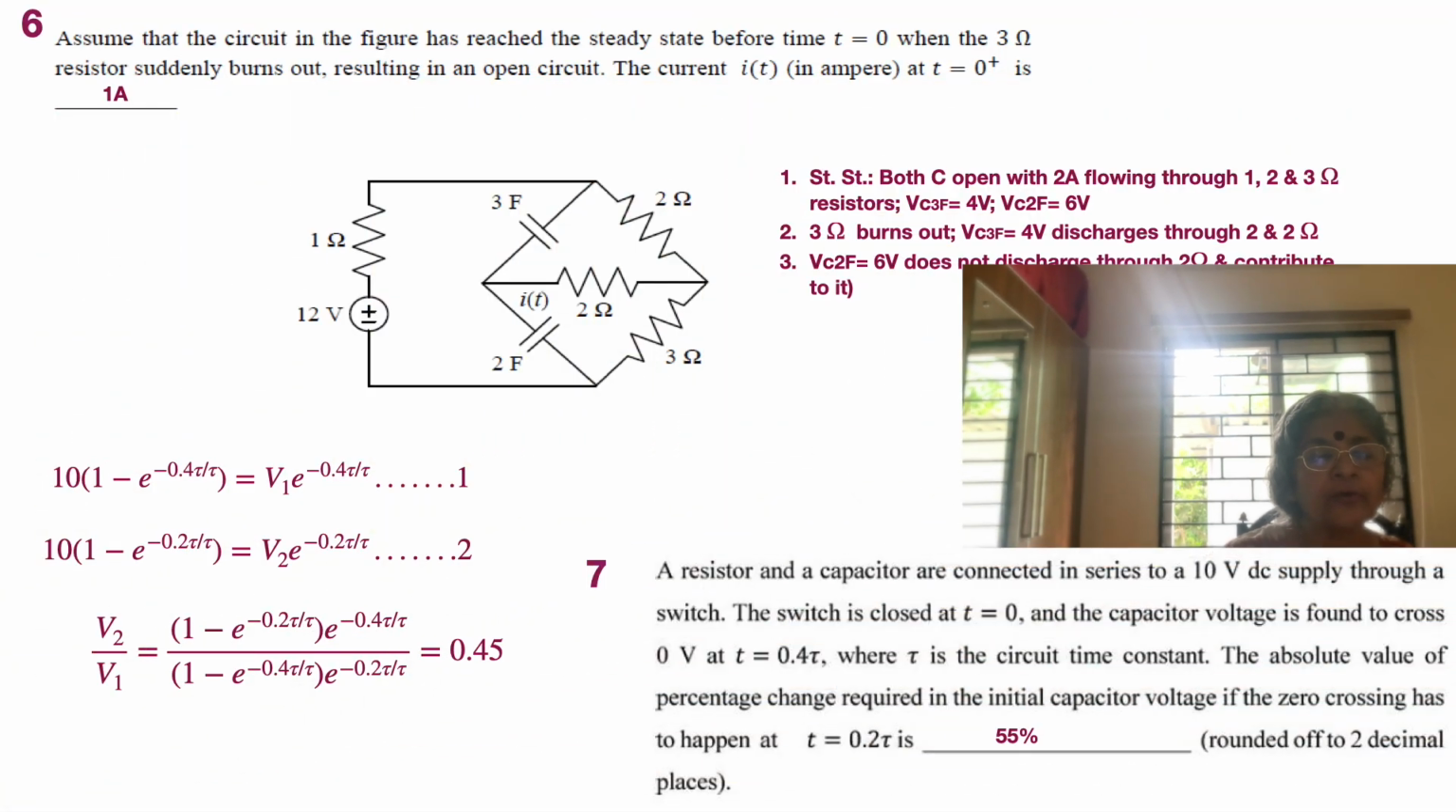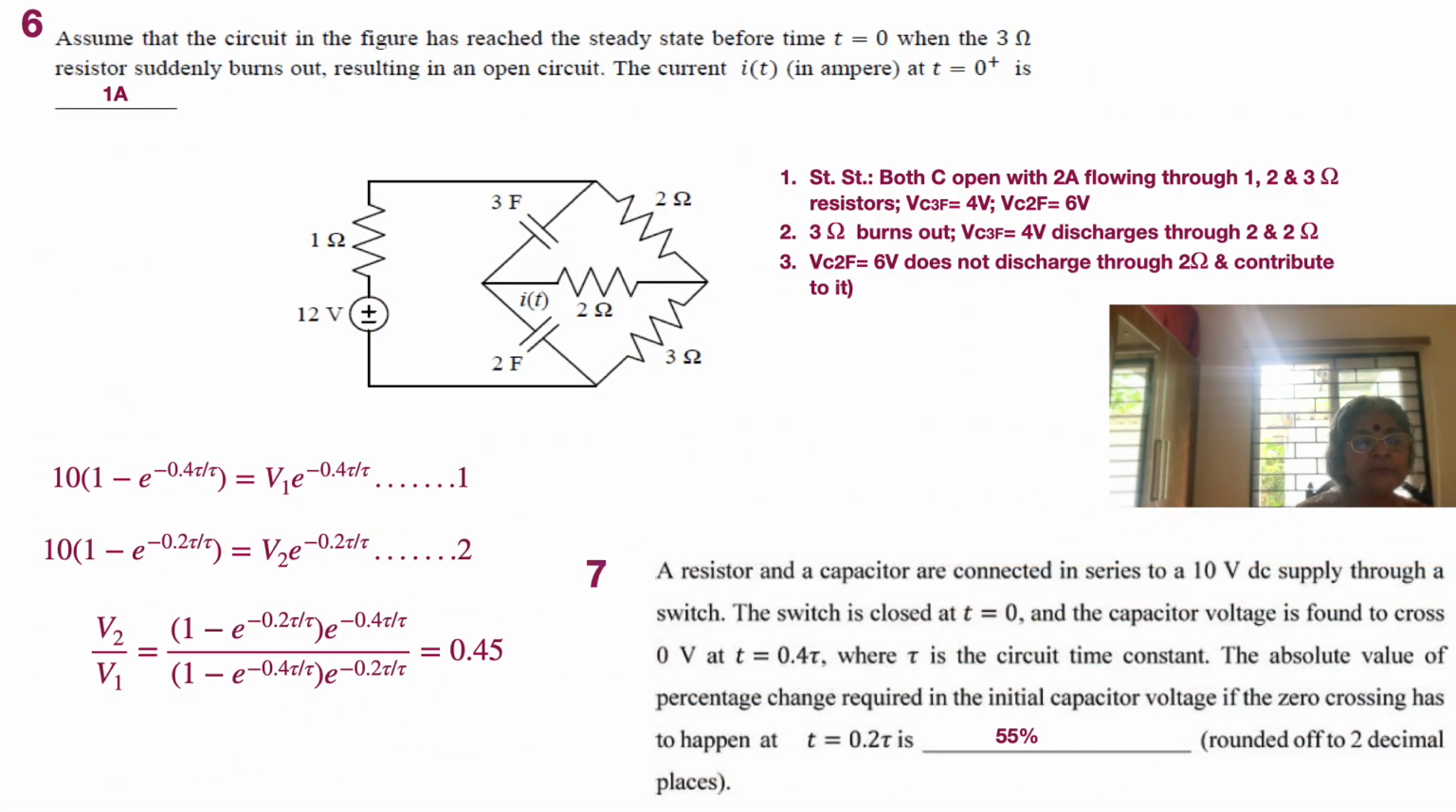Assume that the circuit. Okay, so again what do we have here? A 12 volt source, a 1 ohm resistor, then 3 farad and 2 farad capacitors, then a 2 ohm resistor in the center through which current IT is flowing, and then 2 ohms and 3 ohms. Okay, so there is an initial steady state wherein the capacitors have opened out, so IT becomes equal to 0. Why? Because the capacitors have opened out, so IT does not have a route to go back.